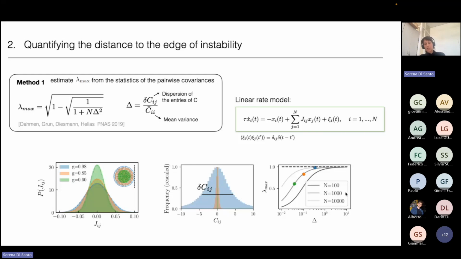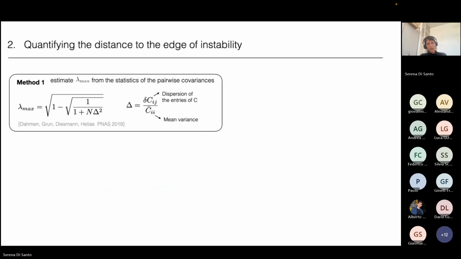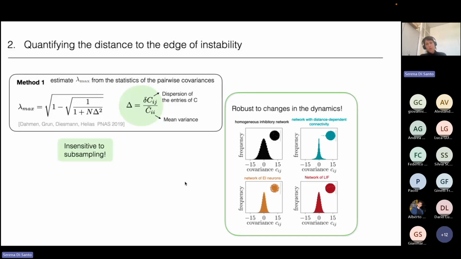And what I wanted to say is that 1,000 is a number of neurons that is pretty much the same as what we have in the experiments for each region. But remarkably, what is interesting here is that this measure is relatively insensitive to subsampling, right? Because this is just considering the statistics of the covariance matrix. And moreover, for our peace of mind, Dahmen and colleagues have shown that this formula is actually quite robust to changes in the dynamics. For example, going to networks of excitatory inhibitory neurons, or even networks of leaky integrate-and-fire neurons, or spiking neurons, very nonlinear.